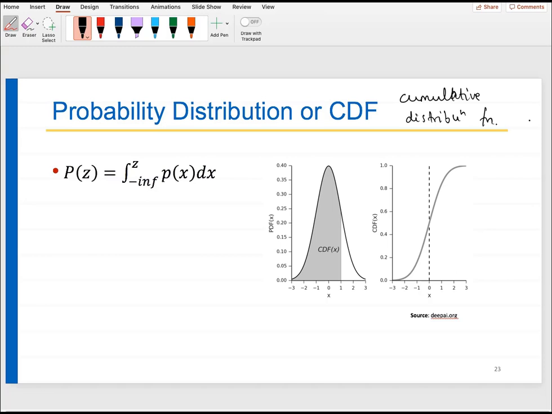So what is cumulative distribution? Can you tell me some properties? Okay, let me ask, what is P of infinity? What is P of minus infinity? What is P of z for any general z? Is it less than 0, greater than 0? Greater than 0. And what is dP(z)/dz?